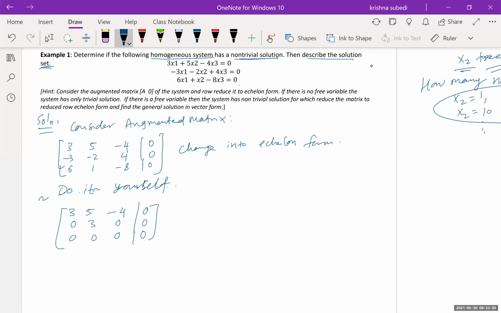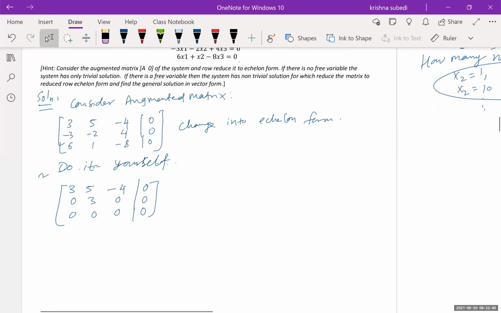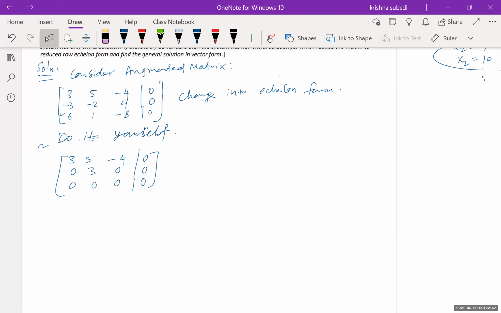Thank you everyone who replied in the chat box. Okay, I just copied your answer. I trust that you got the right answer here. Or if you want, instead of 3, you can write 1 if you like, because you can divide R2 by 3, and that's what you get. Now, let us write the general solution.